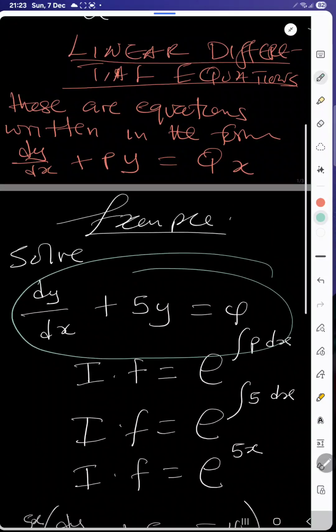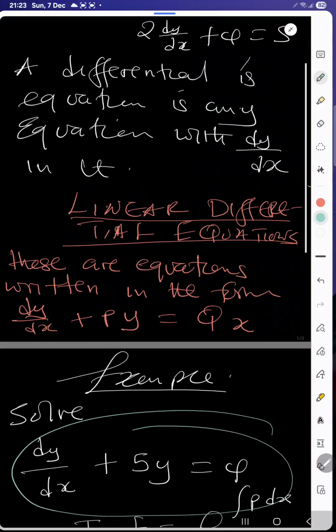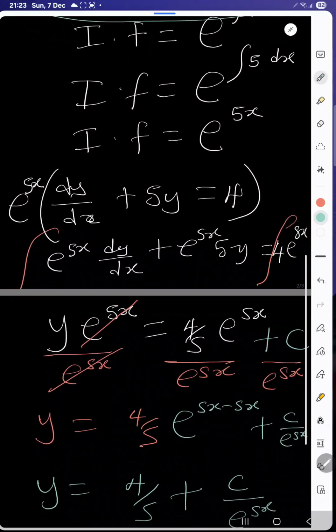So basically these are linear differential equations, and that's how you are supposed to go about them.